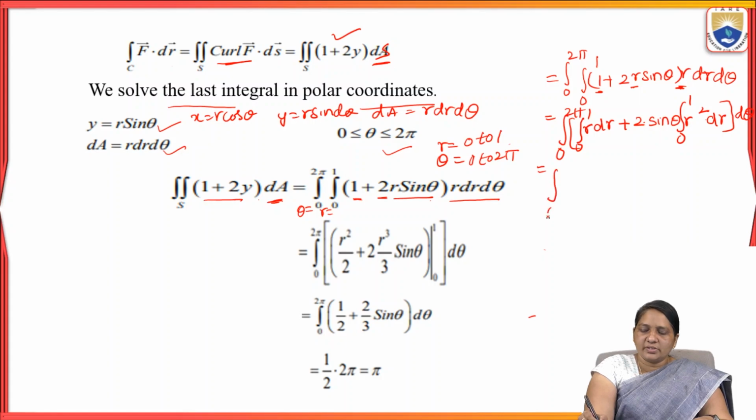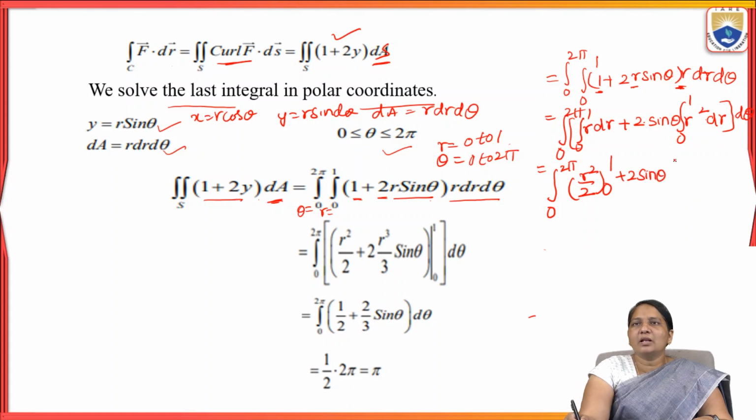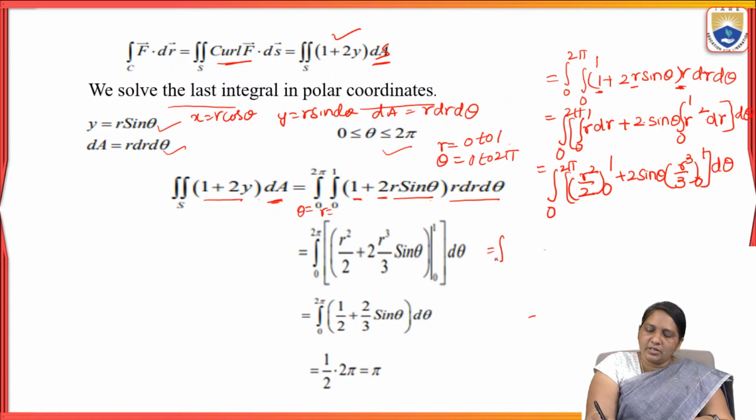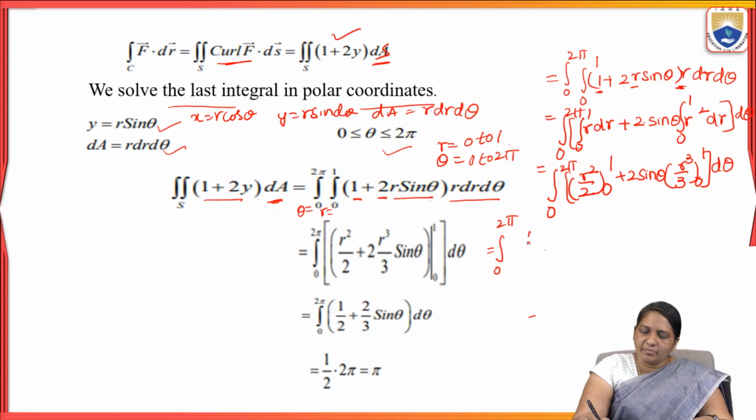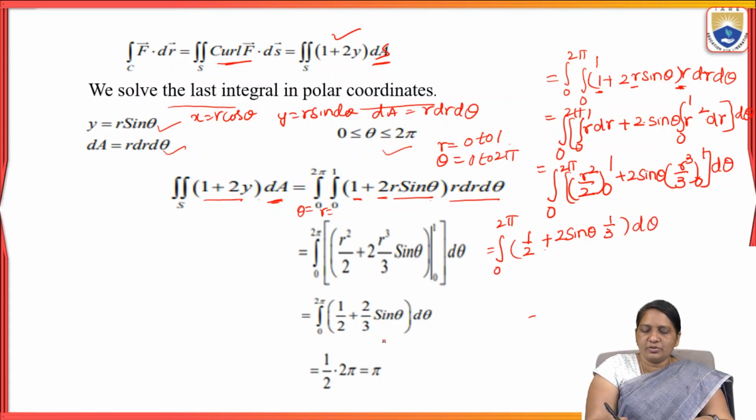Now I am doing the integration here, integral 0 to 2 pi, integral r is r square by 2, limits are 0 to 1, plus 2 sin theta is the constant, integral r square is r cube by 3, limits are 0 to 1, d theta. Now I am substituting the limits here: 1 by 2 is the constant, plus 2 sin theta into 1 by 3, d theta.